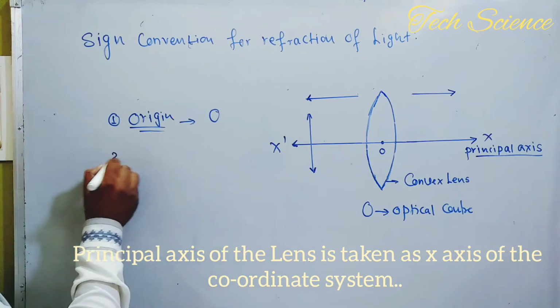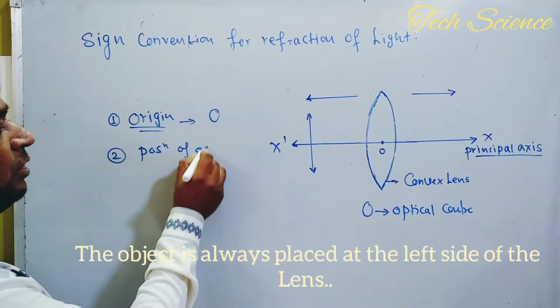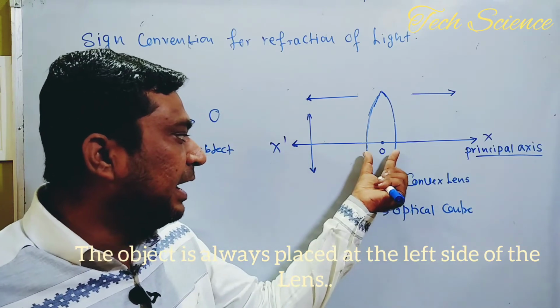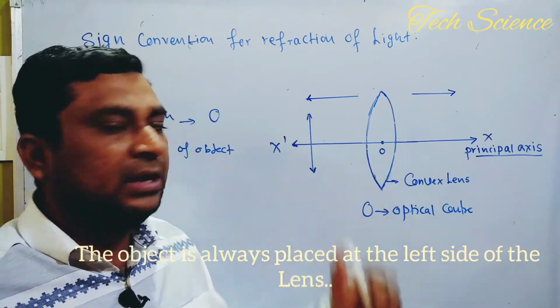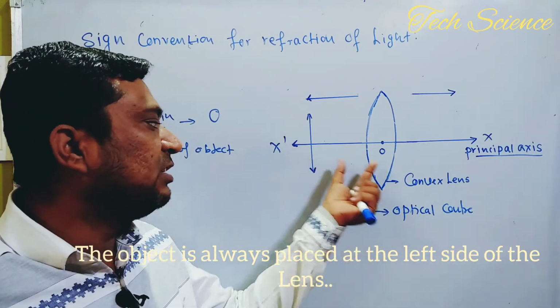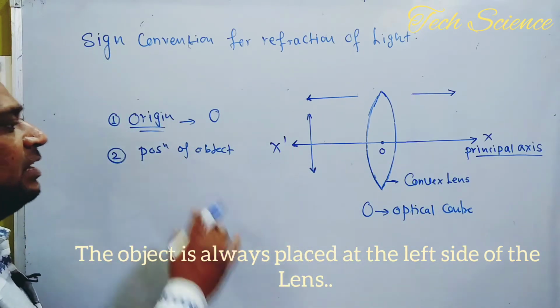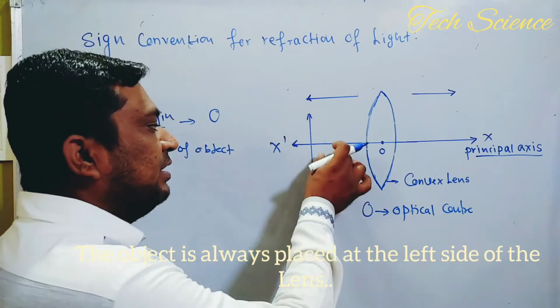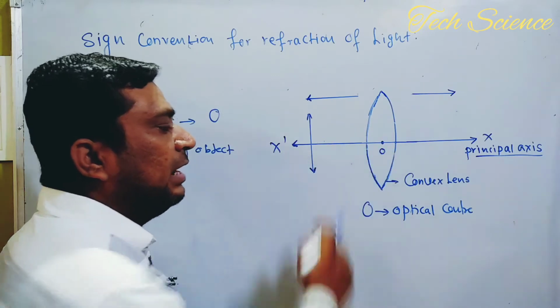Now from here onwards we have different points. The second point is regarding the position of the object. What about the position of the object? The object is always placed on the left hand side of the lens. That is the second sign convention used for lenses. So you have to take the object somewhere here, in front of the lens, on the left hand side.